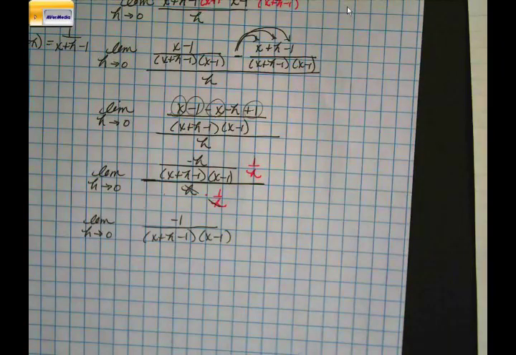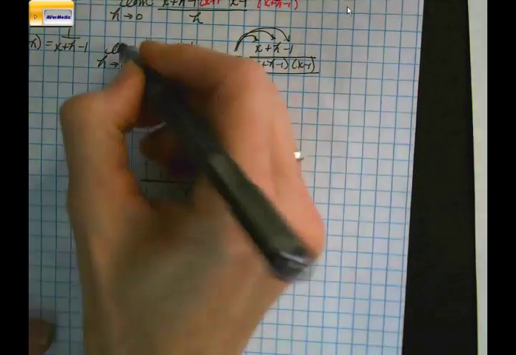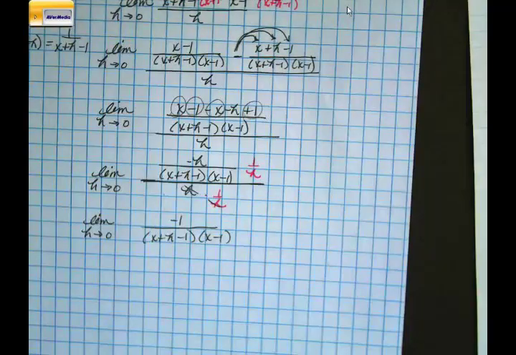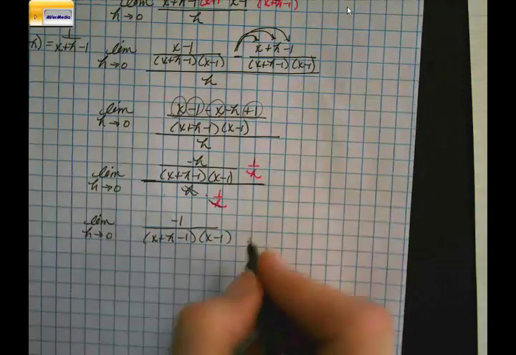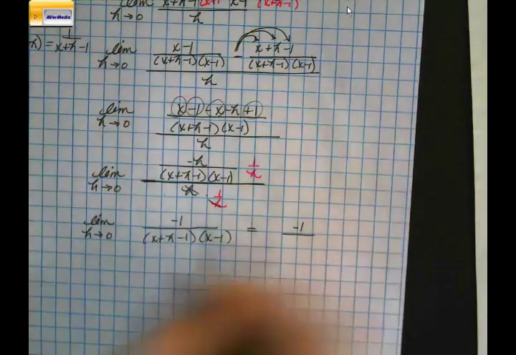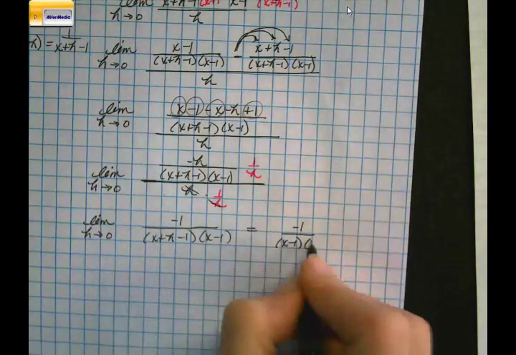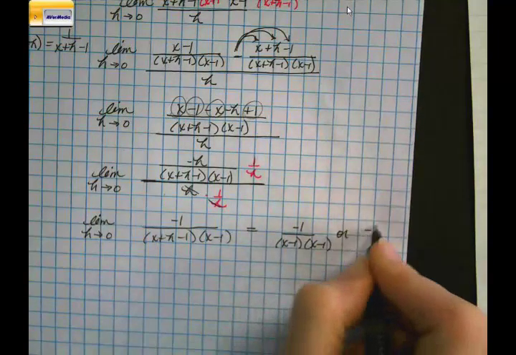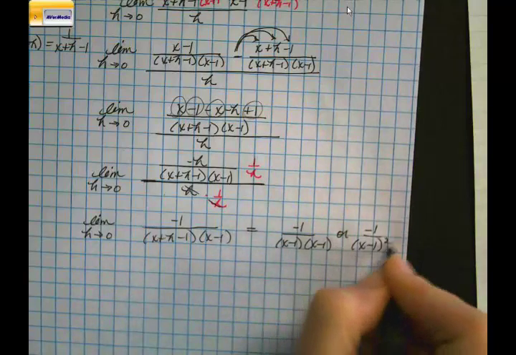Big change in those two steps. Finally, we have a situation where h is not dominating the denominator, making it such that I cannot use direct substitution. At this point, I can finally put the h value of 0 into this limit, and no longer as a limit, I'm going to actually evaluate it as negative 1 over x plus 0 minus 1 times x minus 1, or negative 1 over x minus 1 squared.